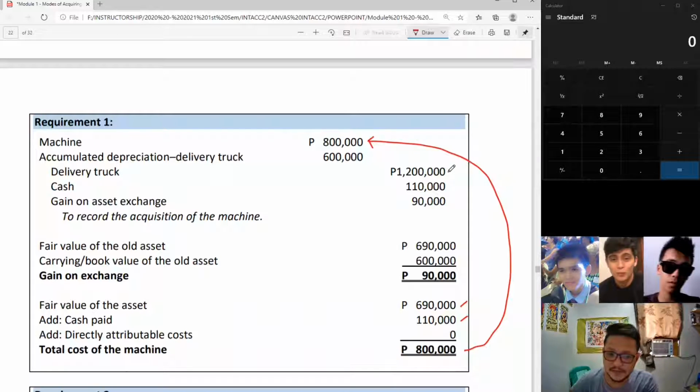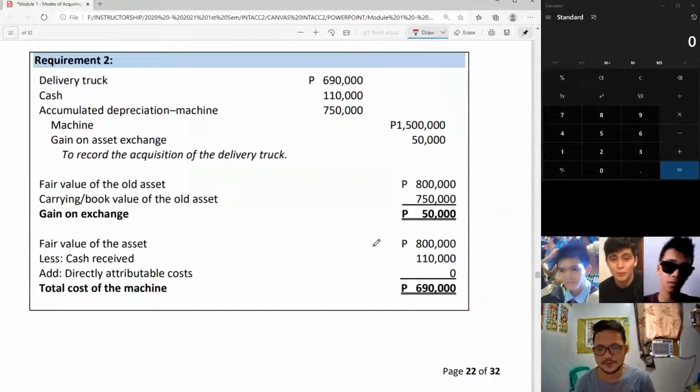Okay? Of course, we have the cost of the asset credited and its accumulated depreciation just to cancel or derecognize the asset. You paid cash, of course, that should be credited for 110. And lastly, the gain on exchange, that should be equal to 690,000, which is your fair value of the old asset versus the carrying amount of your old asset.